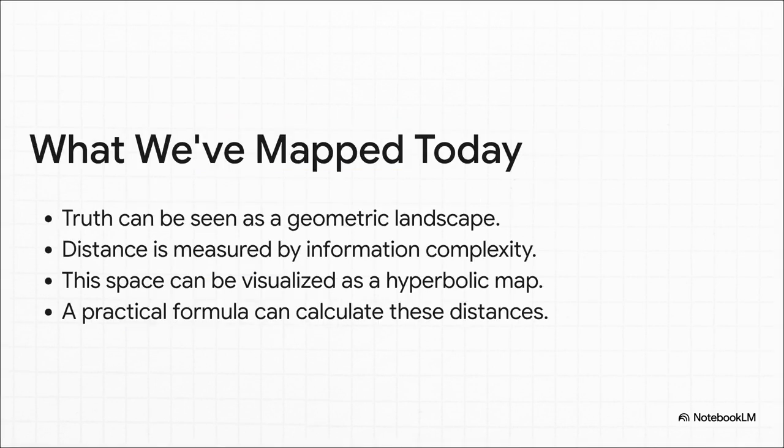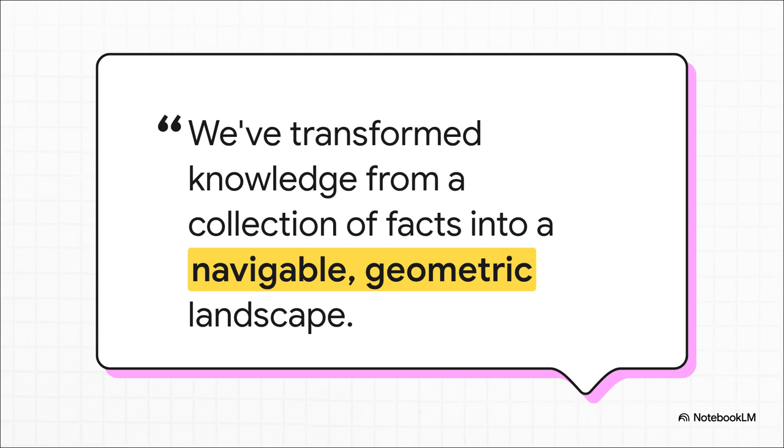All right, let's do a quick recap of this whole journey. We started by picturing truth not as a boring list of facts, but as this dynamic, geometric landscape. We figured out that the distance in this landscape is measured by information complexity. We learned we can actually visualize this strange space as a hyperbolic map. And, most importantly, we now have a real formula to get out there and start charting it. What this framework really gives us at the end of the day is this profound shift in how we think about knowledge. Like the source material says, we've basically transformed our understanding from a dusty collection of facts into this rich, complex, and totally navigable world.